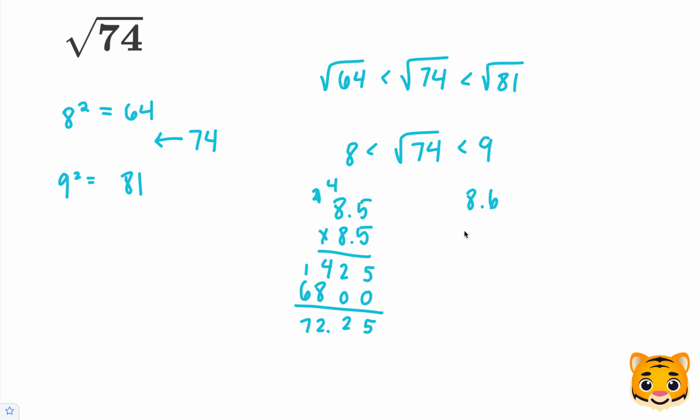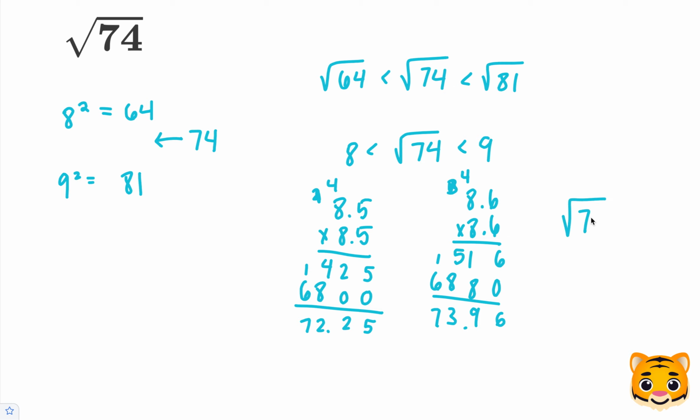So let's try 8.6. 8.6 times 8.6. 6 times 6 is 36, carry the 3. 8 times 6 is 48, plus 3 is 51. Add the 0. 8 times 6 is 48, carry the 4. And then 8 times 8 is 64, plus 4 is 68. Now, when we add these up, we end up getting 73.96, which is extremely close to 74. So we'll say that we can estimate the square root of 74 to about 8.6.